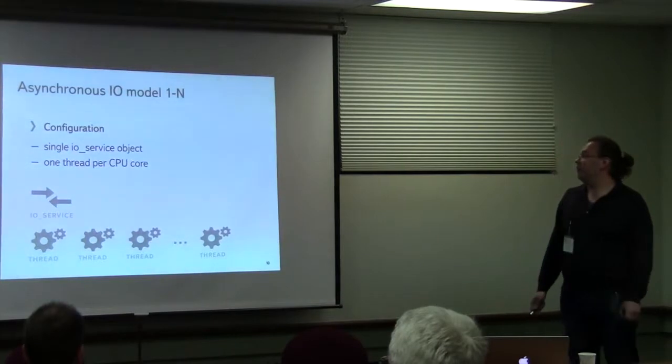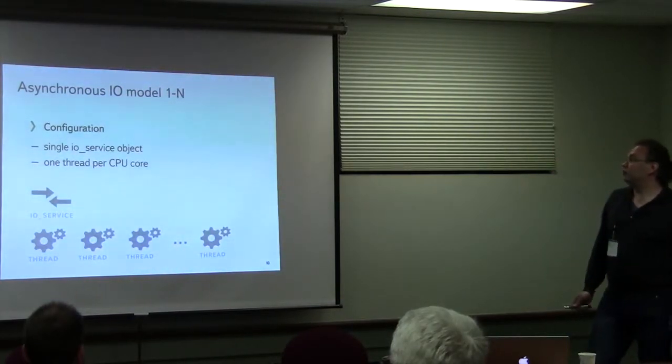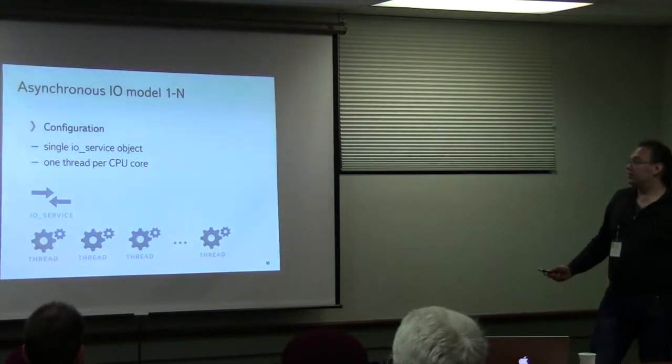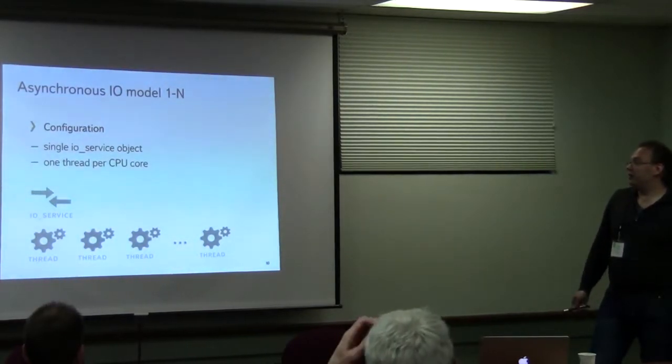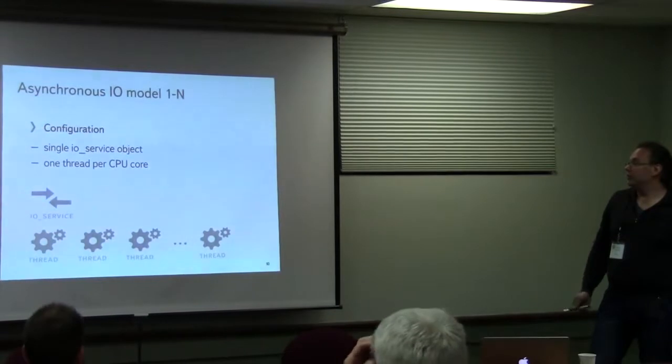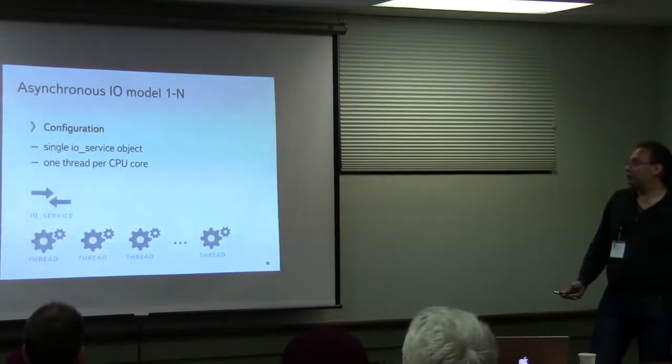Okay, the first asynchronous input-output model we called 1N. This is the configuration with a single IO service object and one thread per CPU core.